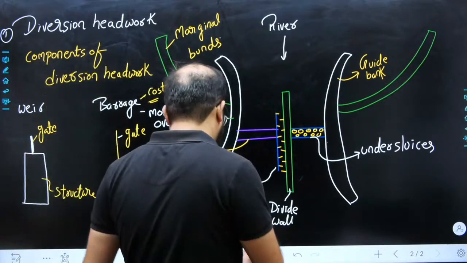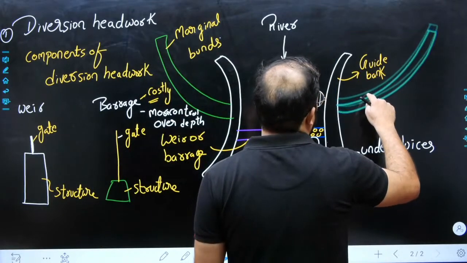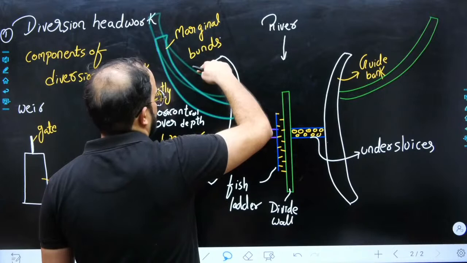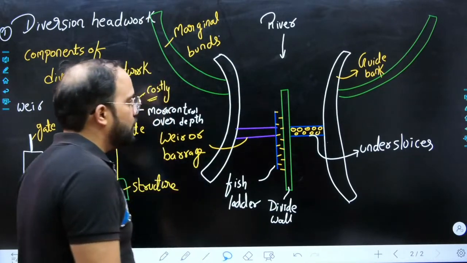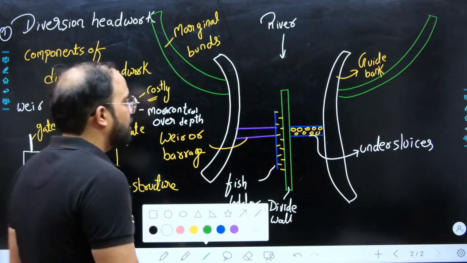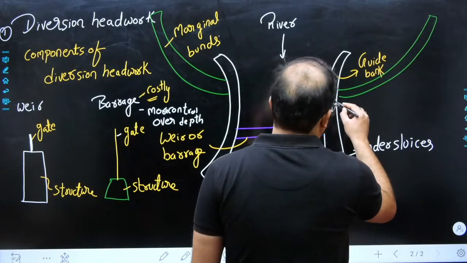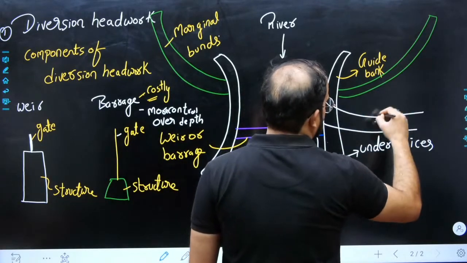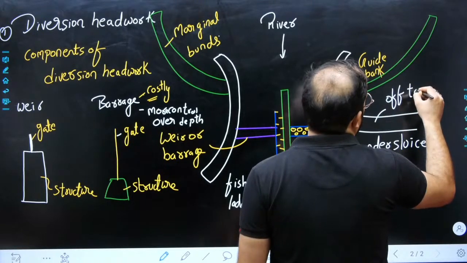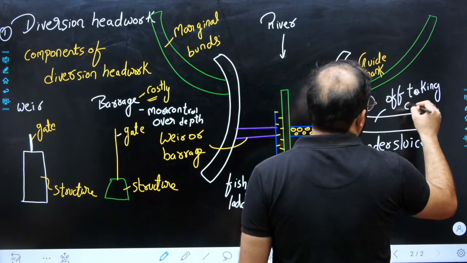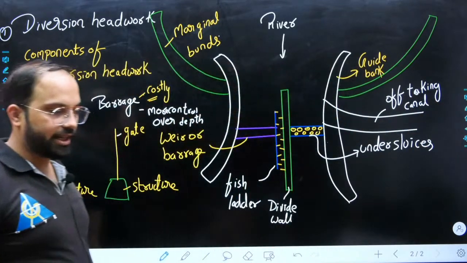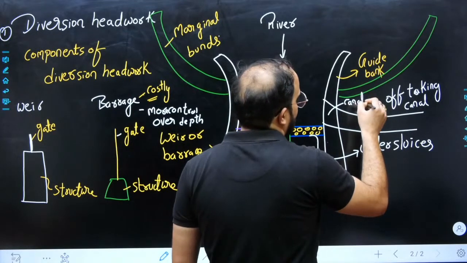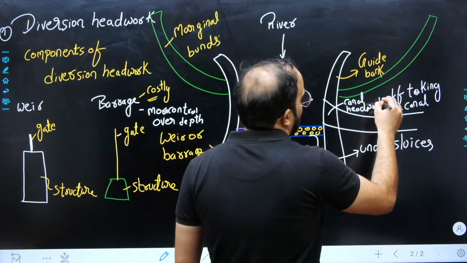Now we have an off-taking canal also. If these are my marginal bunds and these are my guide bunds, then this will be my off-taking canal. Please write this is the off-taking canal. So what happens in this off-taking canal? We have a canal headwork here. Now we will see what its work is.